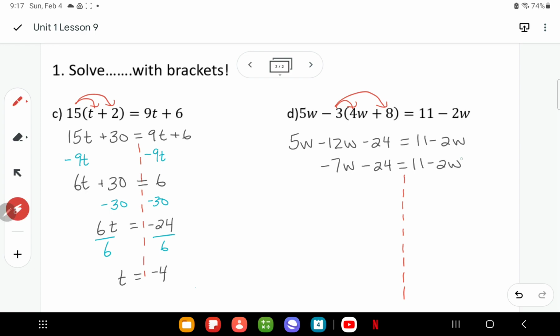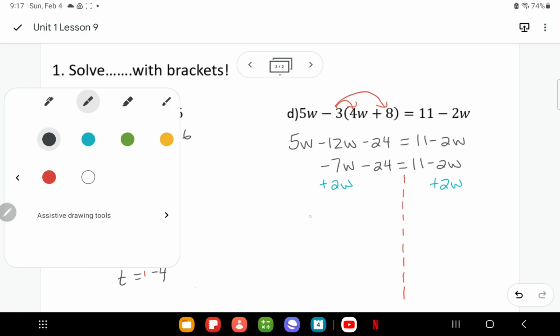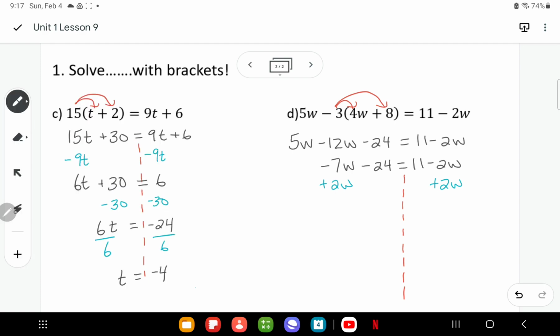So we need to move all of my variables to the left. So this negative 2w is going to come over, and I'm going to do the opposite operation. So I need to add 2w to each side, undoing the minus 2w. So negative 7 plus 2 is 5w. I still have minus 24, and I have equals 11.